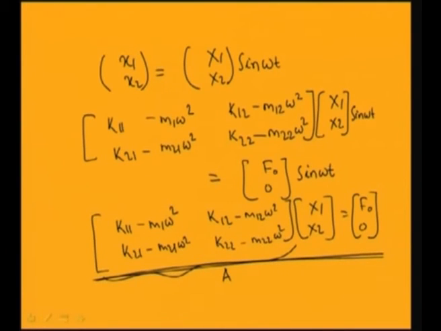When you are using Cramer's rule, then for X1, in this place you just replace it by F0 0. So it becomes the determinant of F0 0, then these two terms will remain the same, divided by the determinant of A. Similarly X2 will become k11 minus m11 omega square, k21 minus m21 omega square, and this part you may replace by F0 0. So in that way, by using Cramer's rule also you can find the solution X1 and X2 of the system.